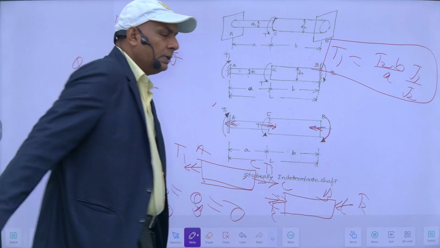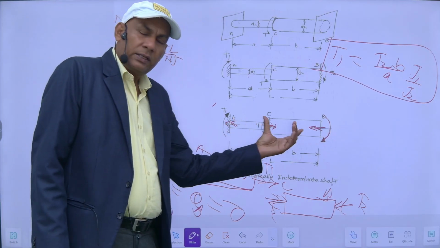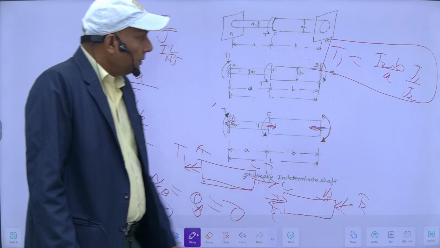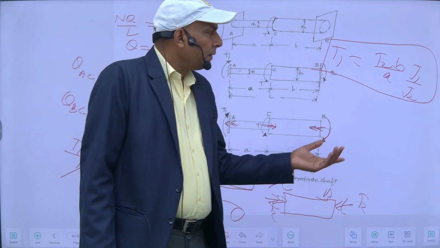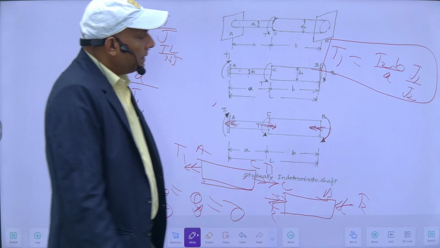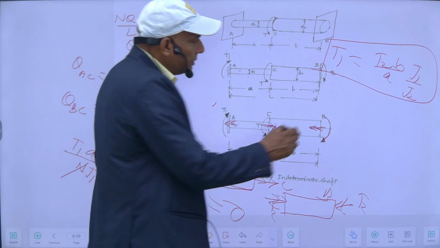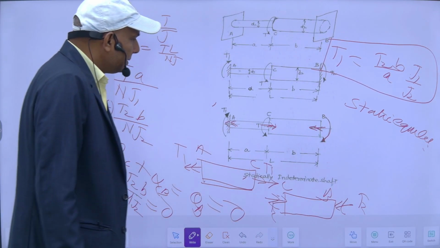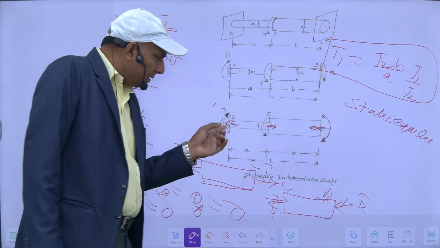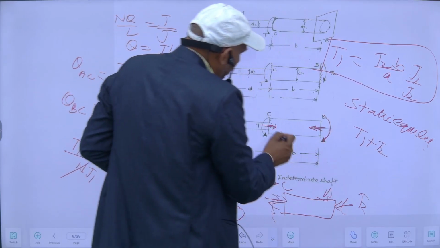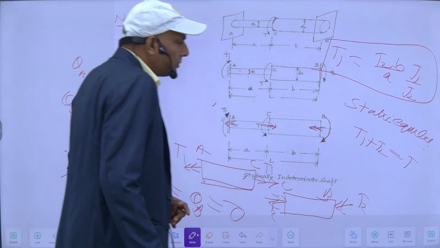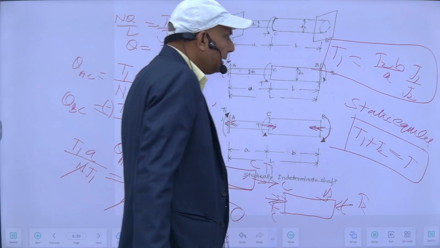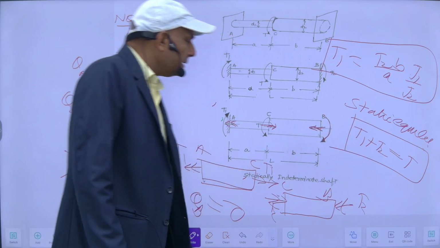This is the equation of compatibility. My angle of twist here is equal to this one, or otherwise I can say my total theta B here is 0, since both the ends are fixed. So with this condition of compatibility I have derived one equation. Another equation is the condition of static equilibrium. What does it say? It says that T1 plus T2, both having the same direction, should be equal to this T. So this is my other equation. If I solve both the equations, I can find my T1 and T2 in terms of T.